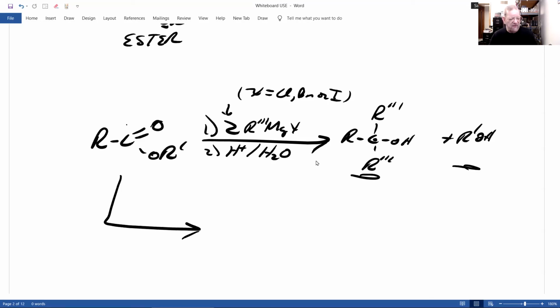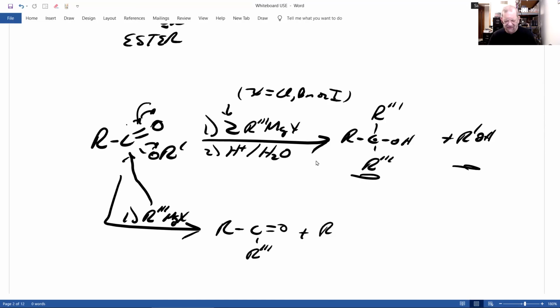Well, here we take the first Grignard and react it with the ester. This attacks here, opens up, then comes back here, and this gets kicked out. And what you get is this compound plus this compound.